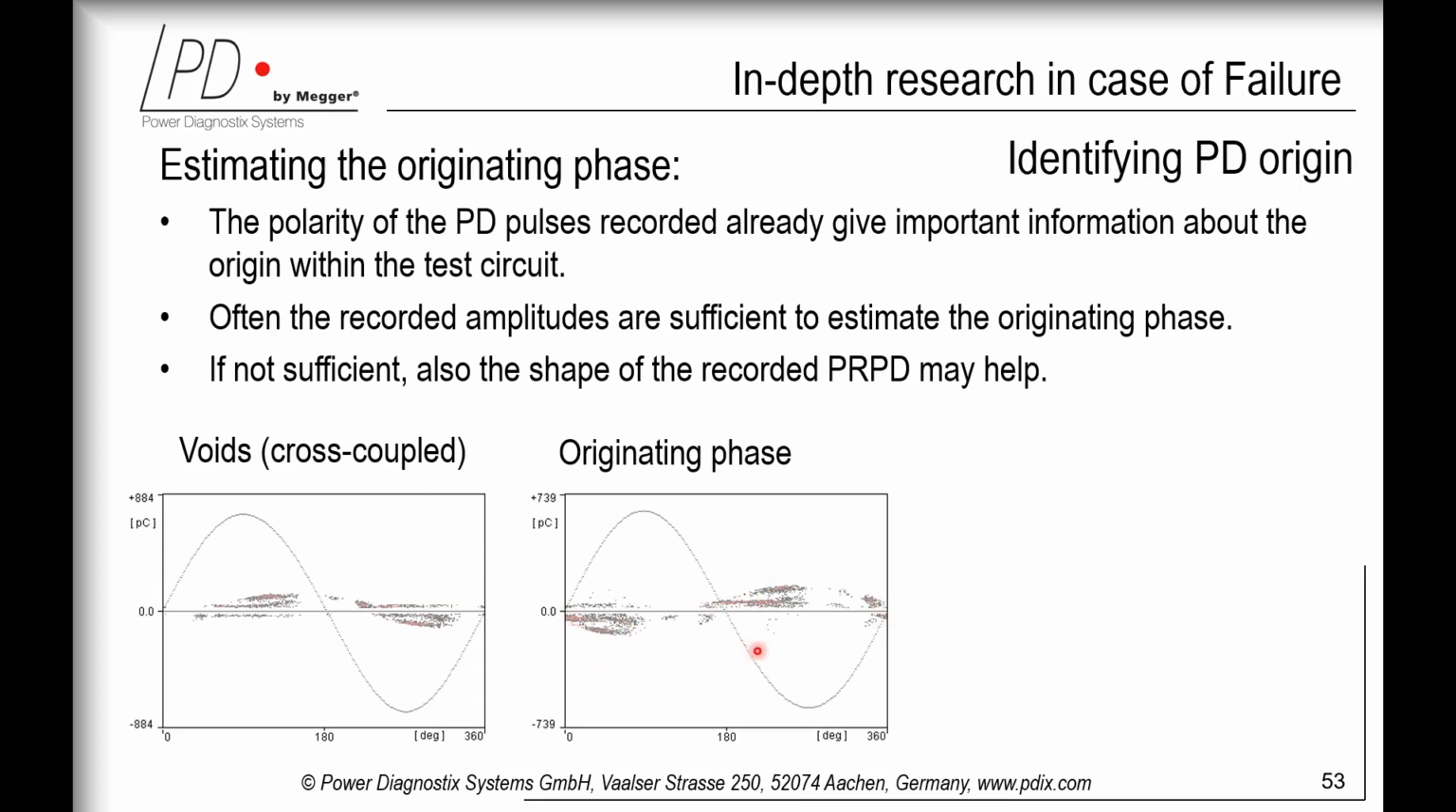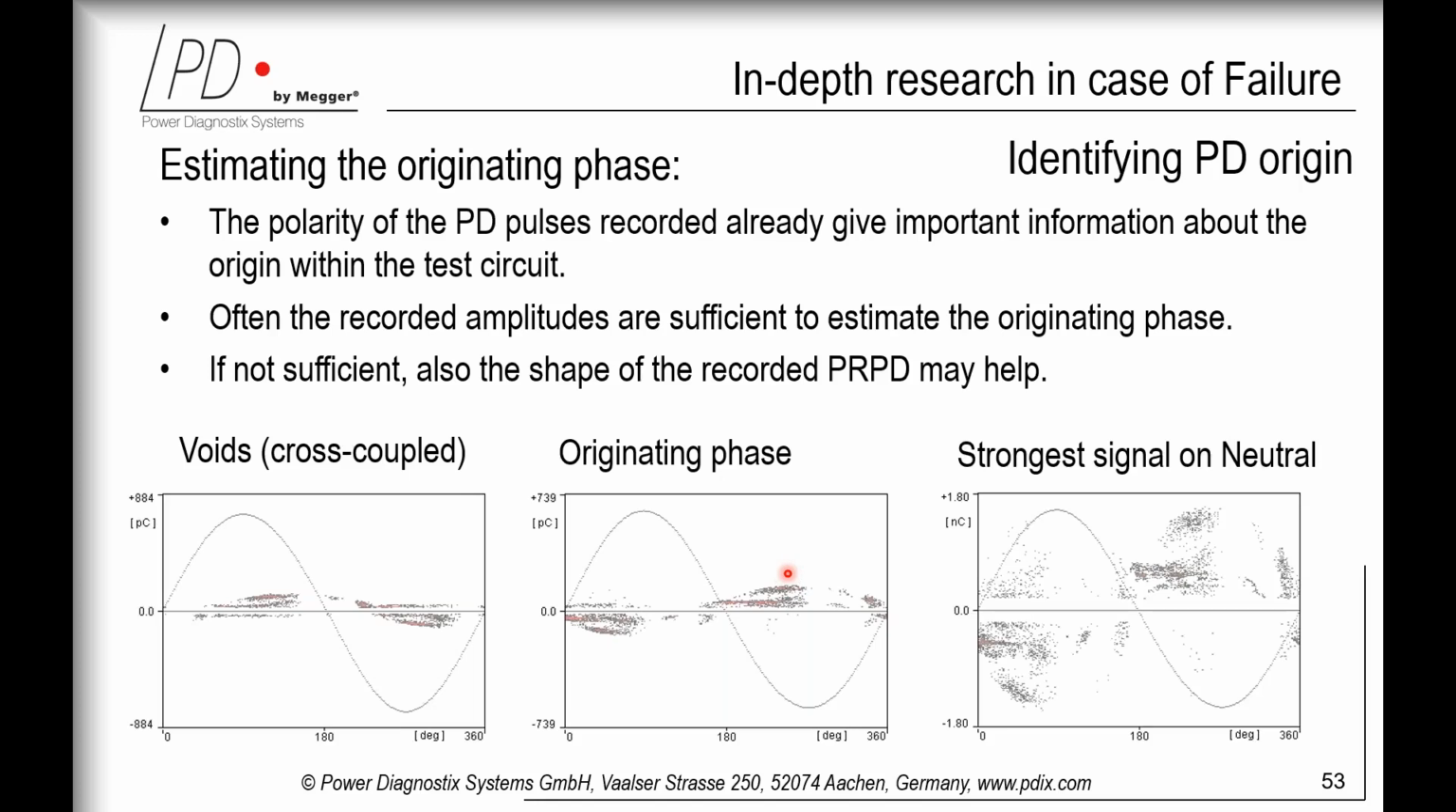However, you can observe that both patterns have a similar amplitude. So here you have roughly 180 picocoulombs. Here you maybe have 200, maybe also 190. While the strongest signal was recorded on the neutral with over 1.6 nanocoulombs. This led to the conclusion that the imperfection must be quite deep within the winding.